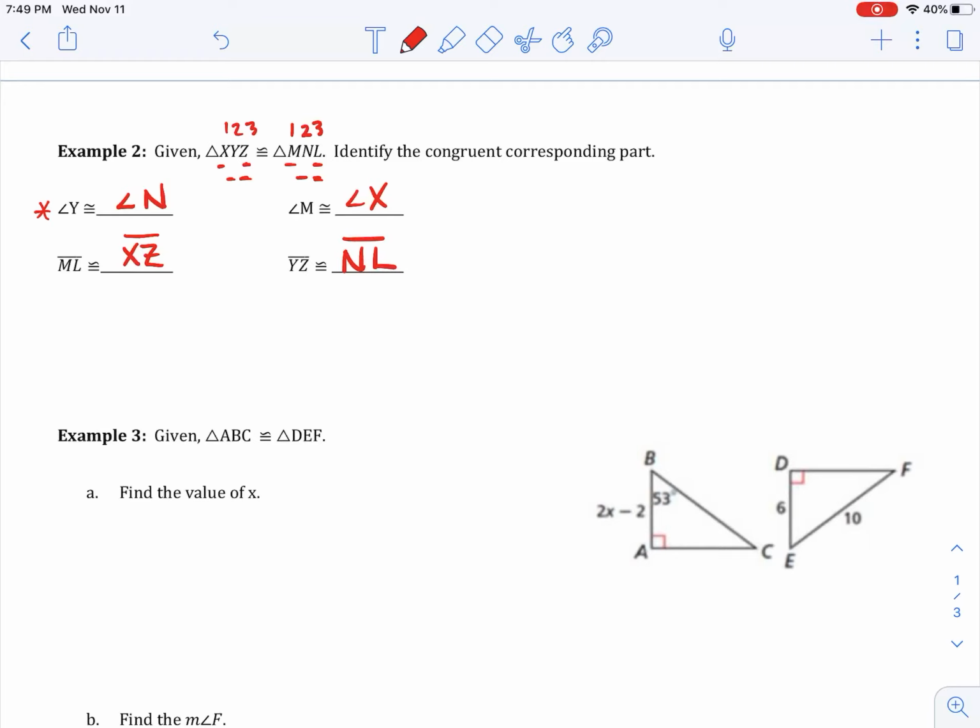All right, so you don't need the picture. You can go by the congruence statement, and the order they wrote the letters in is very meaningful. It's telling you which part matches up to which part.